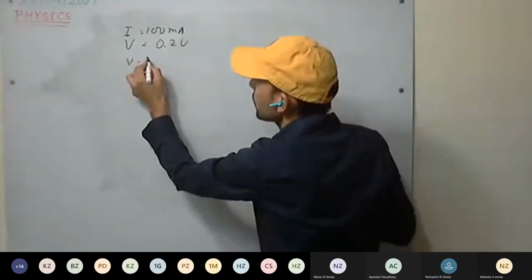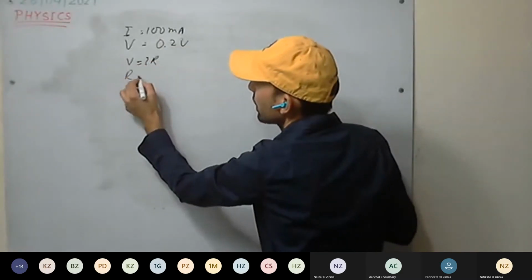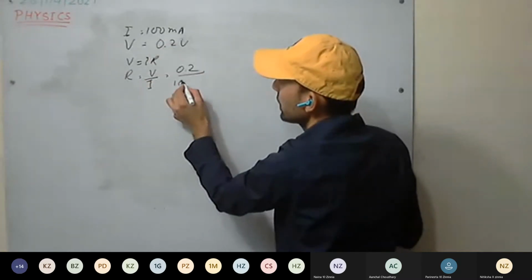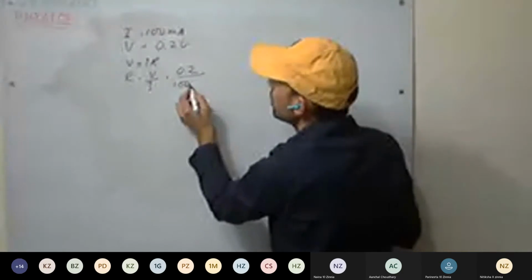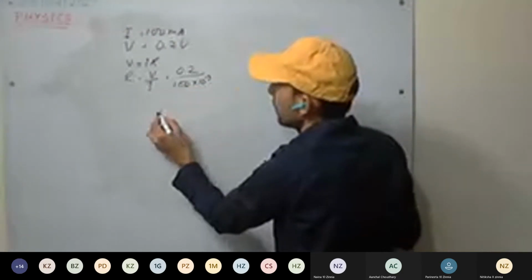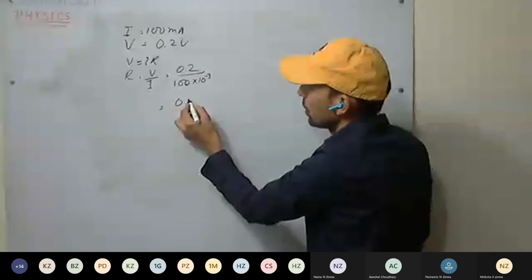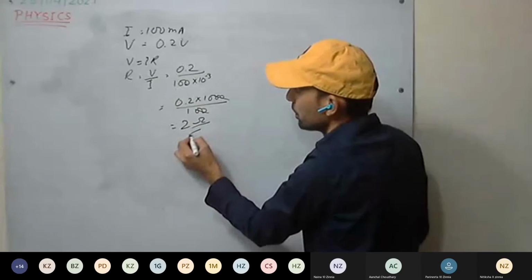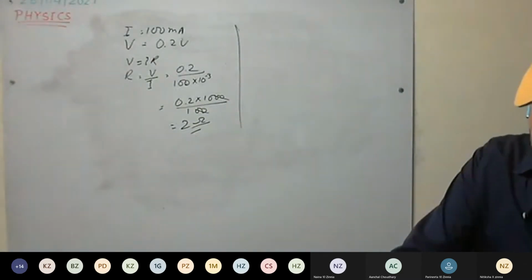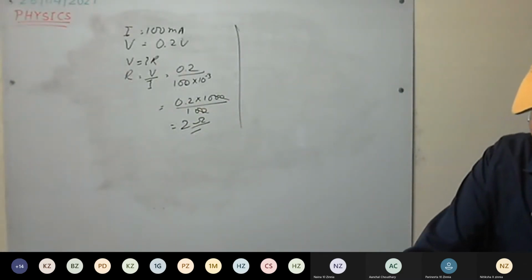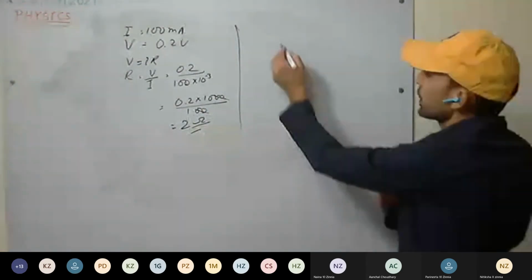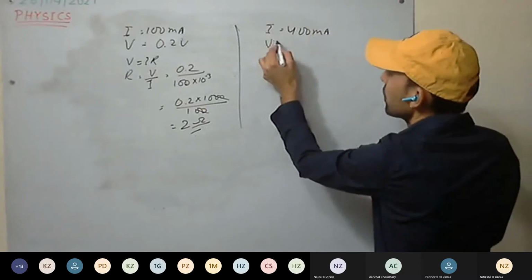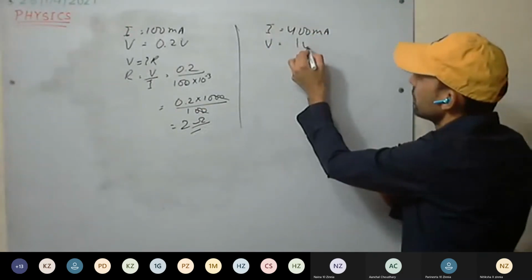V equal to IR, we have already studied, so R equal to V by I. V is 0.2, and milliampere converted into 10 raised to power minus 3. So it will be 0.2 into 1000 divided by 100, which is 2 ohm. Okay, second case. When the potential difference is 1 volt and current becomes 400 milliampere.